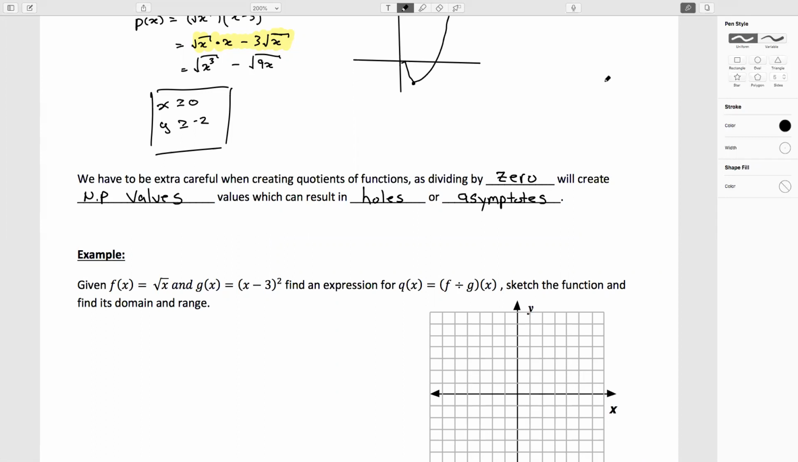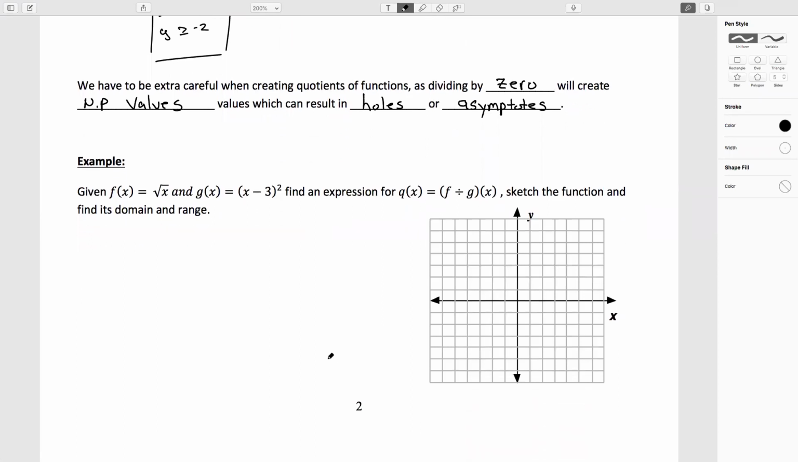So given f of x is root x and g of x is x minus 3 squared, find an expression for f divided by g of x. Sketch the function, find its domain and range. So we'll start by building it. F divided by g of x, we'll call it q for quotient. Q of x is f divided by g, so it's going to be f of x divided by g of x. We can then plug root x in for f of x. So this is root x divided by g of x, so divided by x minus 3 all squared.